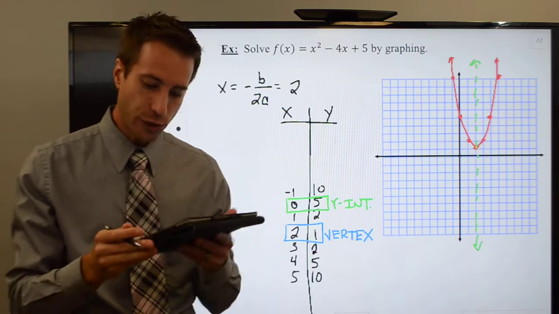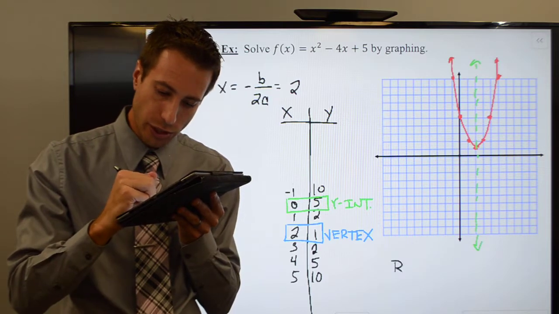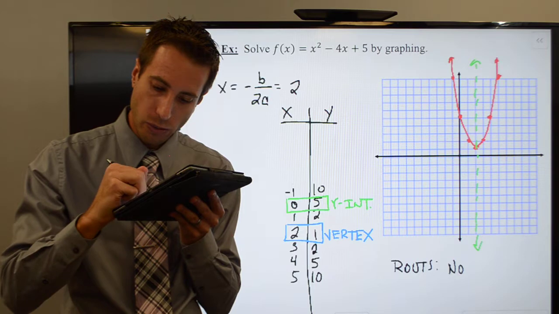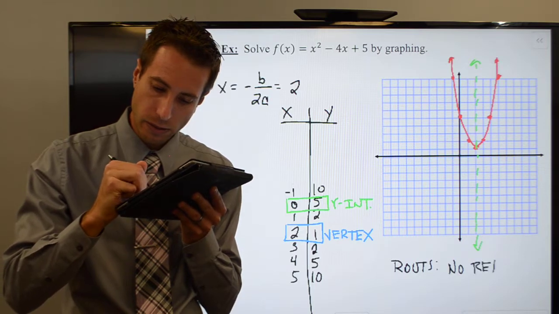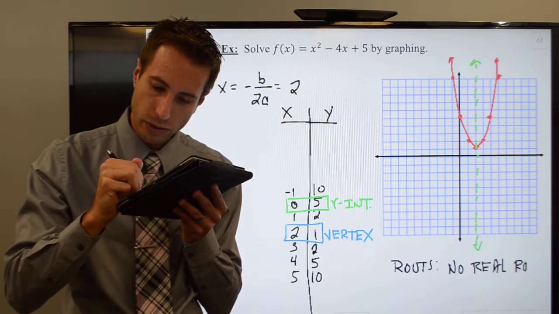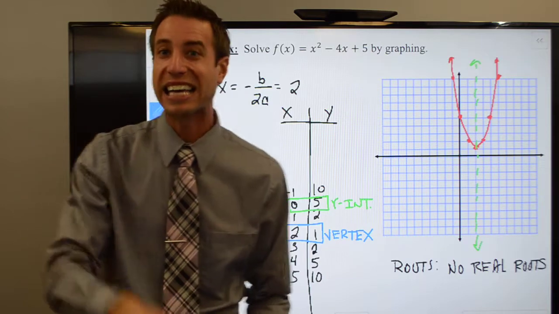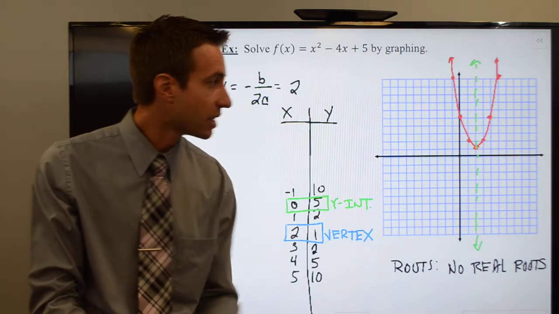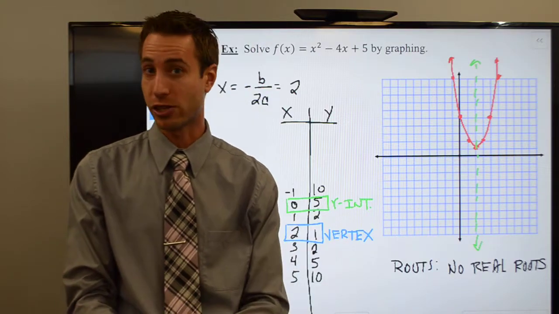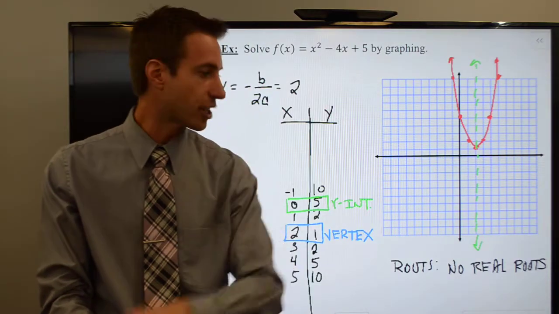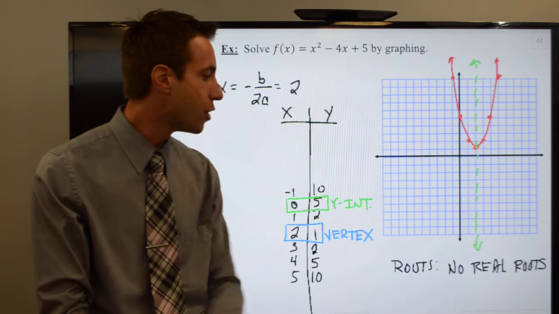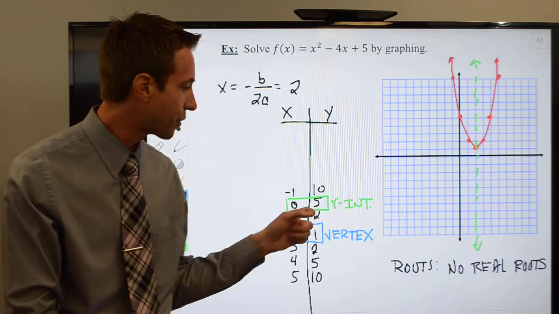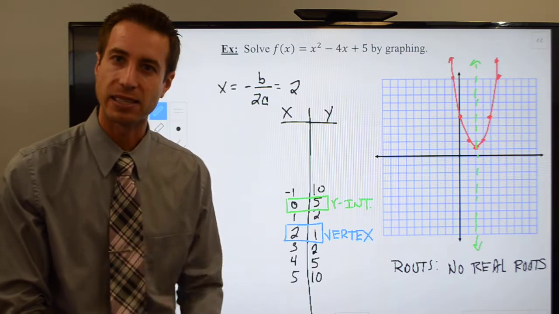If I asked you for the roots, you would just simply tell me there are no real roots. A little bit later on, I already mentioned that this means that we have imaginary solutions, and we'll get to that in section 4. But for now, you have no real roots. If I asked you for the vertex, 2, 1. If I asked you for the y-intercept, it'd be at 0, 5.